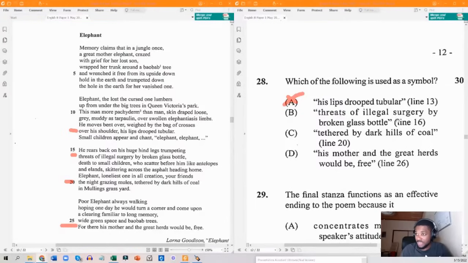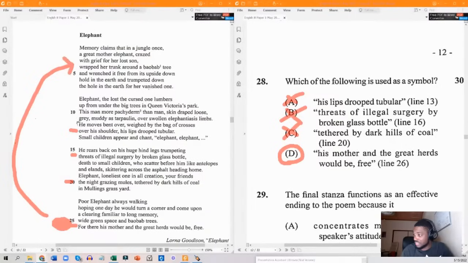What about B? Threats of illegal surgery by broken glass. And actually, he is threatening the kids. These are literal threats, so not B. Tethered by dark hills of coal. This is metaphorical, but I wouldn't say it's symbolic, so it's a close one. But D is where we have the symbol. His mother and the great herds would be free. Why is it symbolic? Because this is tying into this stanza. Obviously, the man here is not.